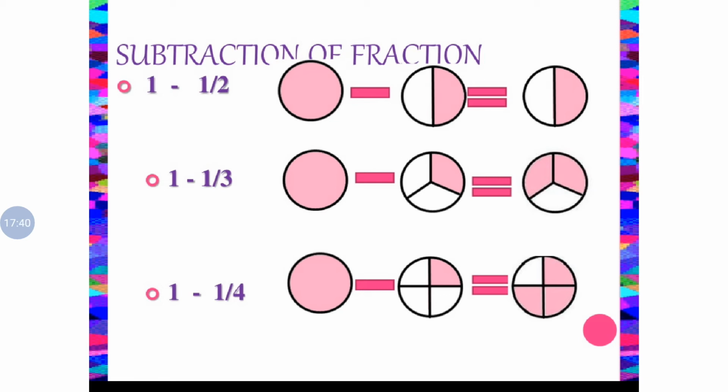LCM of 1 comma 4 is 4. So 1 by 1, numerator and denominator multiply by 4 by 4. 1 4 is 4. 1 4 is 4. So take a common denominator 4. Just subtract 4 minus 1, 3 by 4. So 3 unshaded region, 3 shaded region, only one unshaded region. Do you understand?